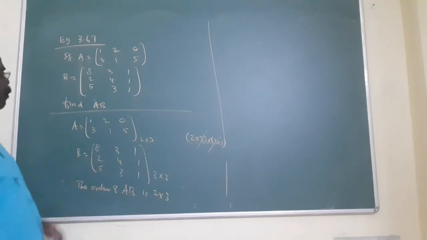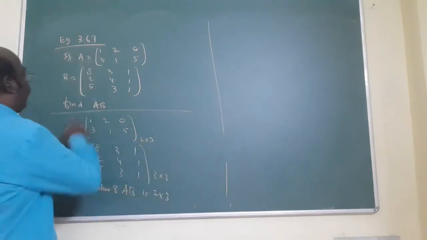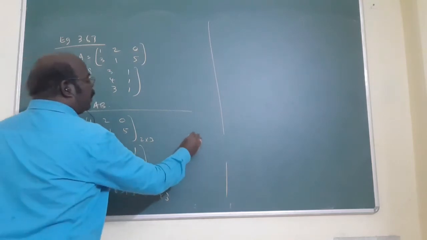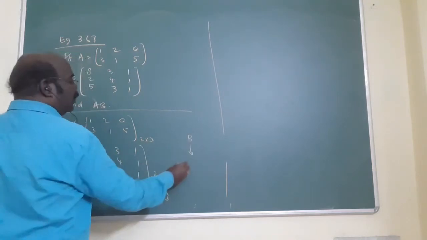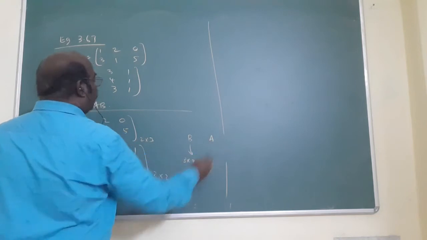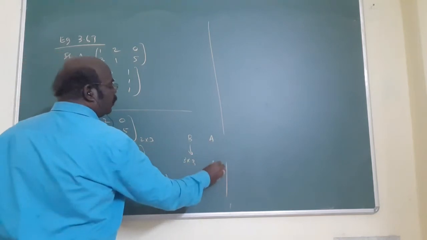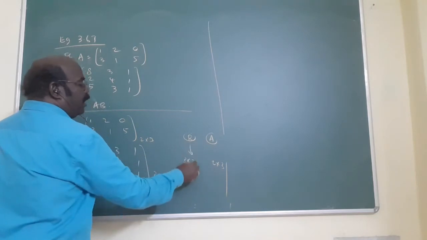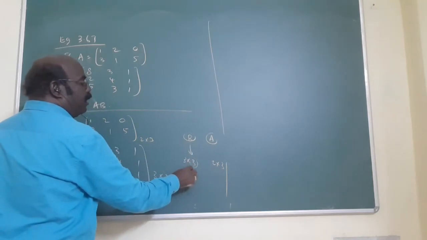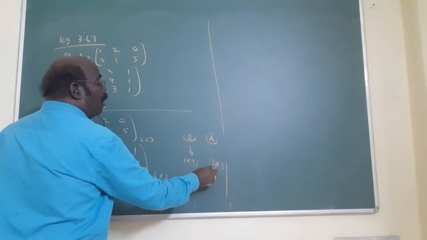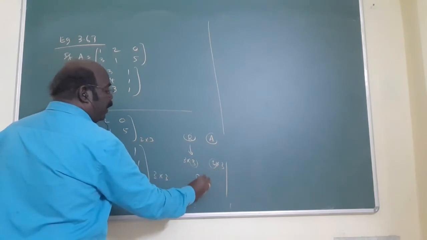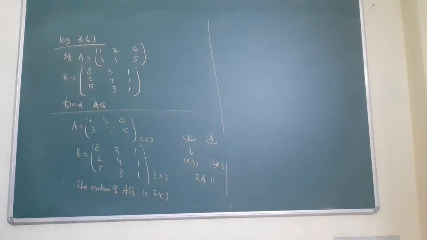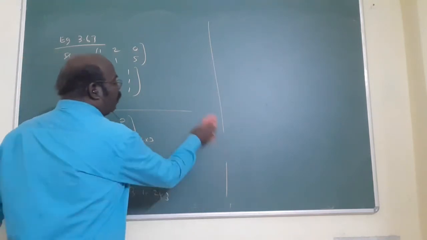Suppose for the same problem BA is asking. Find AB, no? Inside, AB and BA both are asked. The order of B is what? 3 cross 3. The order of A is what? 2 cross 3. Here BA is asking, no? The first matrix is B. The column of the first matrix is not equal to the row of the second matrix. Therefore, BA is not defined, not possible to multiply B with A. That's very important. In this way, you should check yourself.